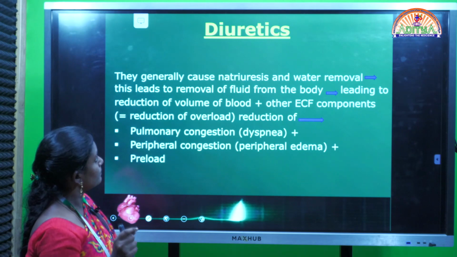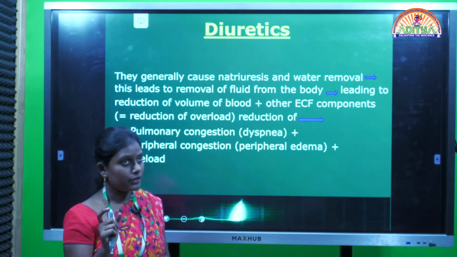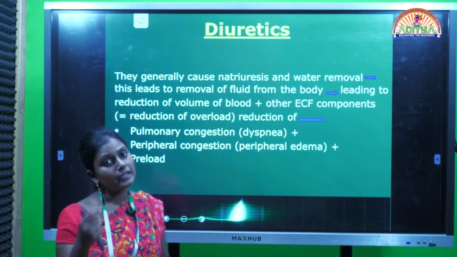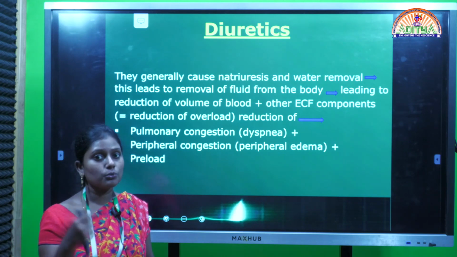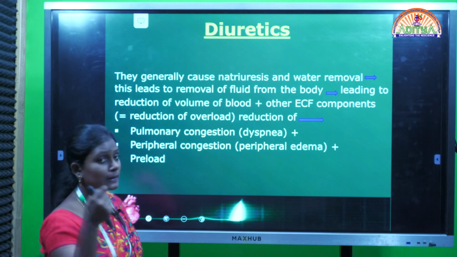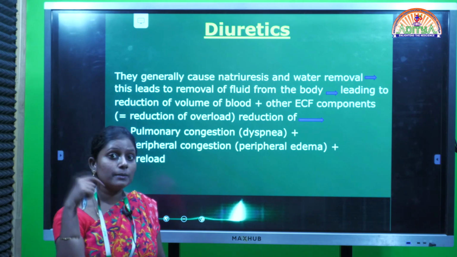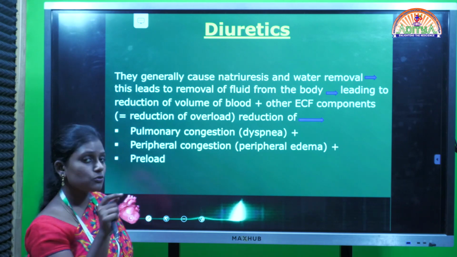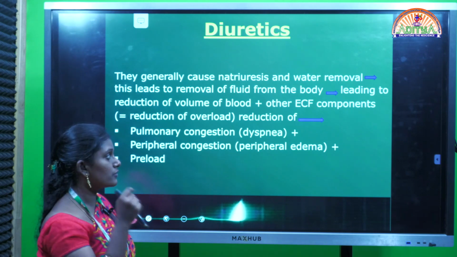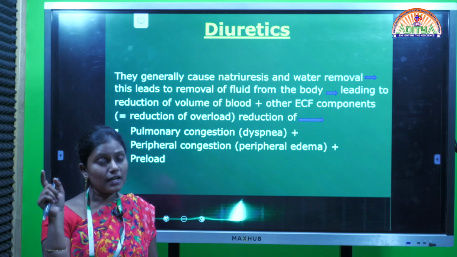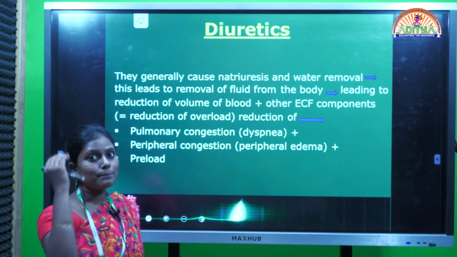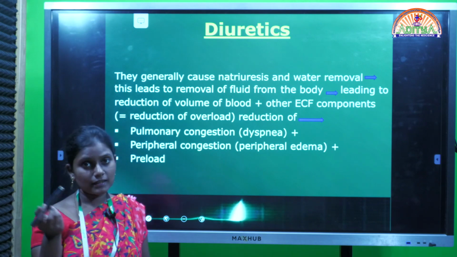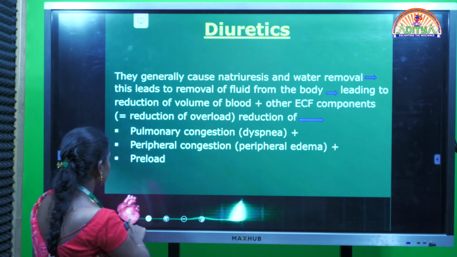So coming to the next category of drugs, diuretic drugs. As we all know, these diuretics are mainly involved in excretion of sodium and water. That means they inhibit the reabsorption of sodium as well as water, thereby leading to excretion. So what happens if the water and sodium are excreted out? That will decrease the pressure, right? Pressure on the heart also. So that will dilate the vessels.